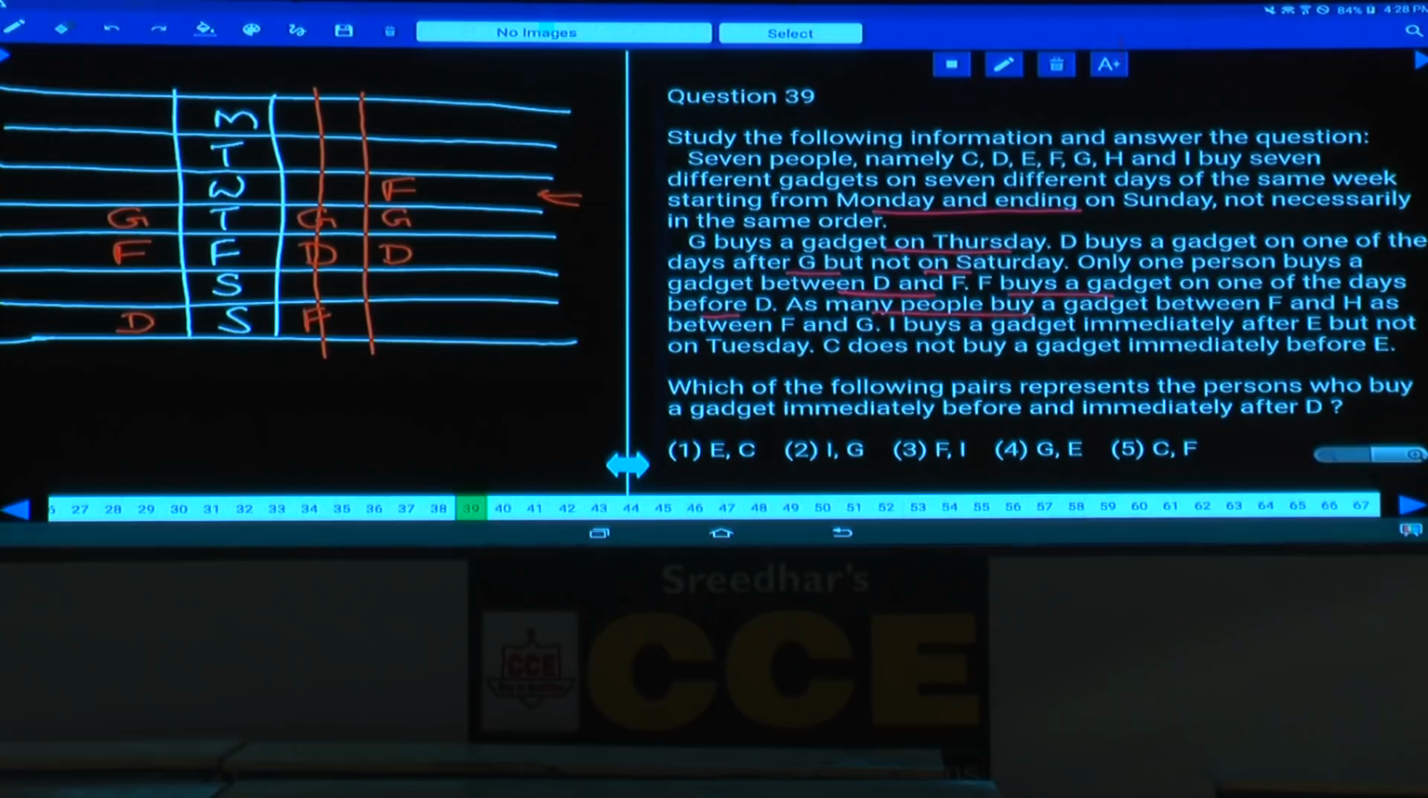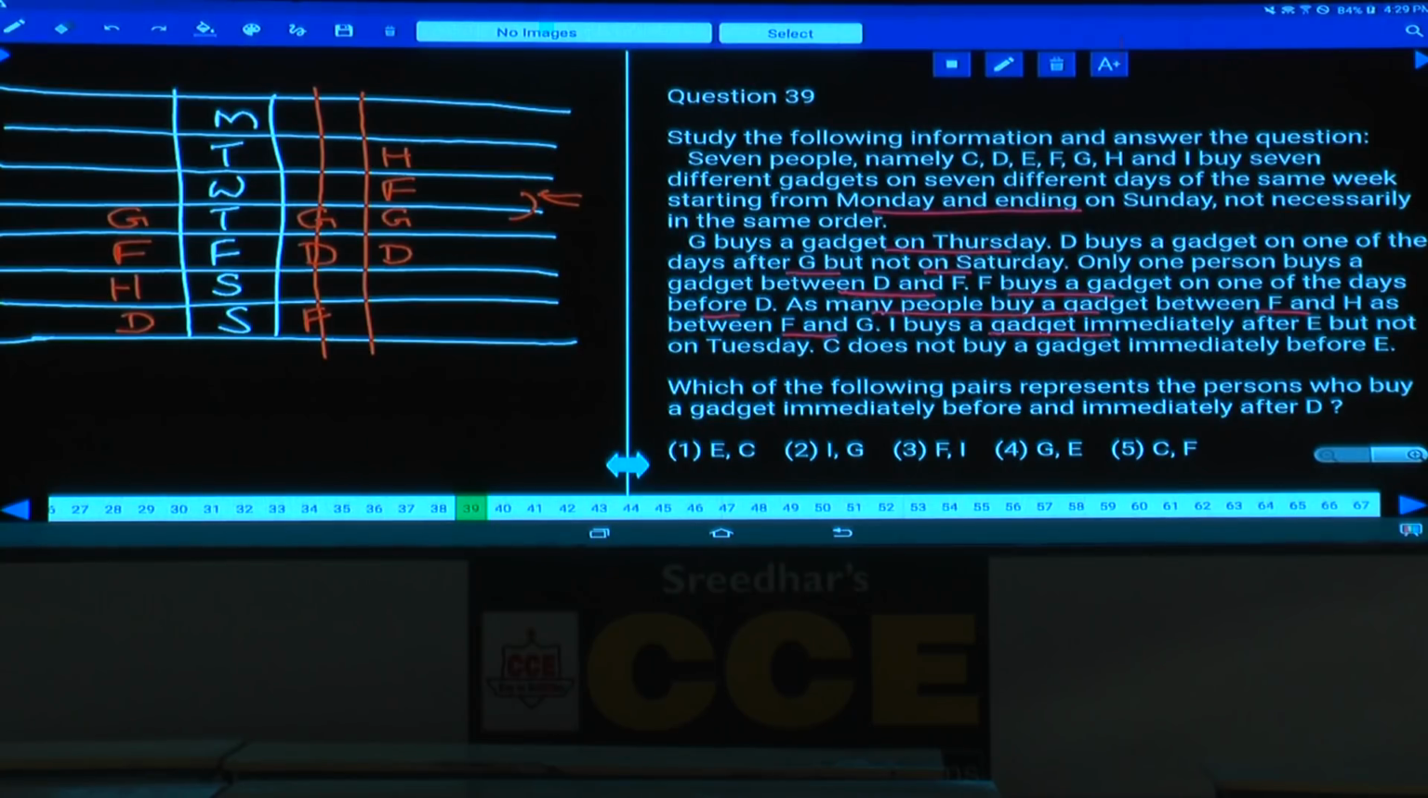As many people buy a gadget between F and H as between F and G. F and H, F and G must be the same. Now, F and G, how many persons? There is no person. Hence, between F and H there should not be any person. And similarly, here also between F and G, there is no person. And between F and H also, there should not be any person. Hence, these 4 persons must be on consecutive days.